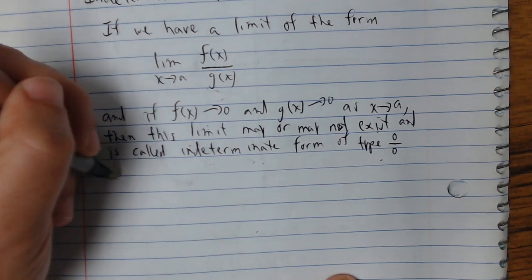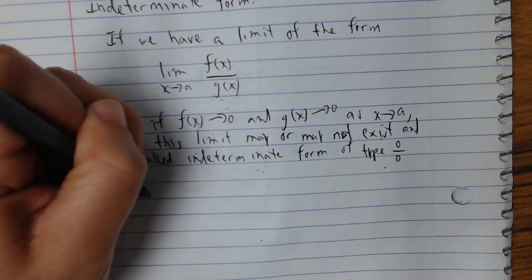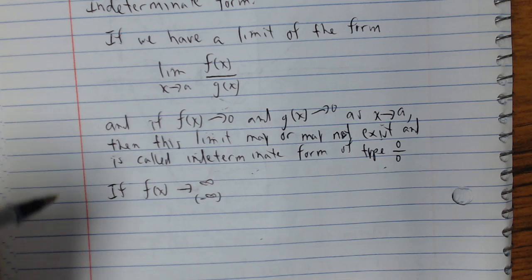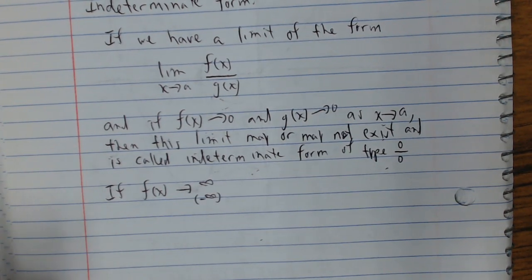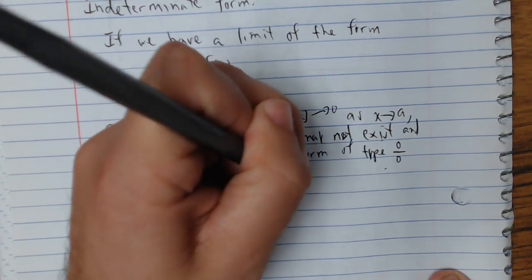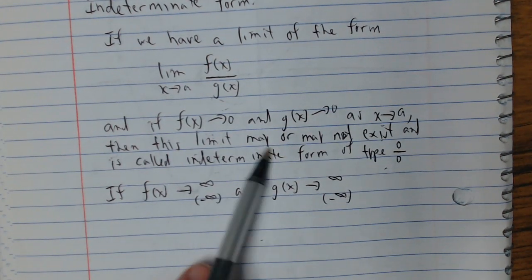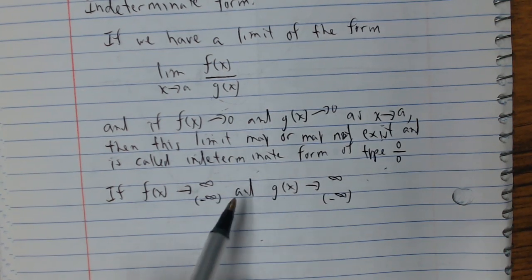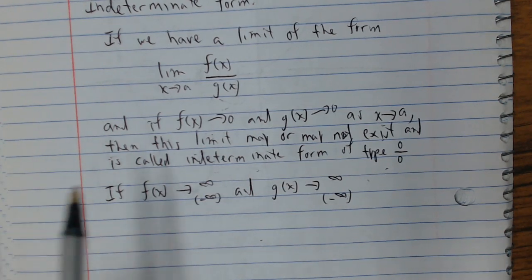We could also say the same thing for this limit if f of x approaches infinity or even negative infinity. I don't care if f of x goes to infinity or negative infinity, as long as it goes to some type of infinity. And same thing with g of x. g of x also goes to infinity or negative infinity. Now, you could have any combination of these. It could be infinity over negative infinity, or infinity over infinity, negative infinity over negative infinity, or negative infinity over infinity. It doesn't matter in any order, okay?